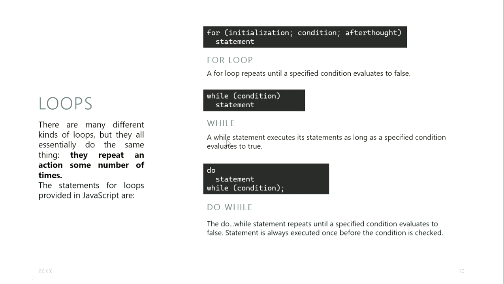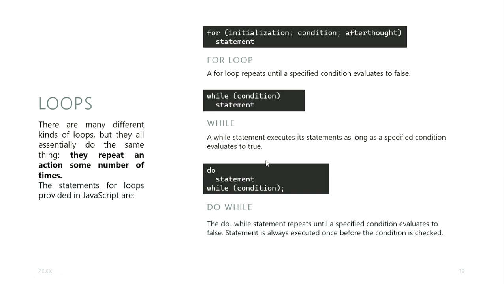Next is the while loop. A while statement executes its statements as long as the specified condition evaluates to true. So here we have a while statement. You can see the syntax. And lastly, we have a do while statement, which repeats until a specified condition evaluates to false. The only difference we can see between while and do while loop is this part.